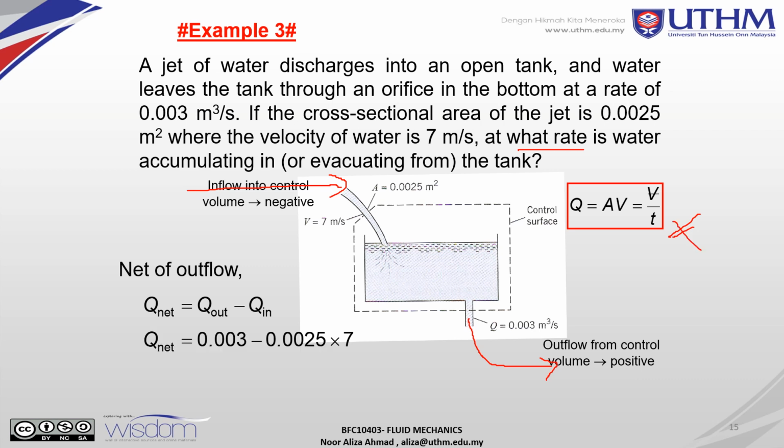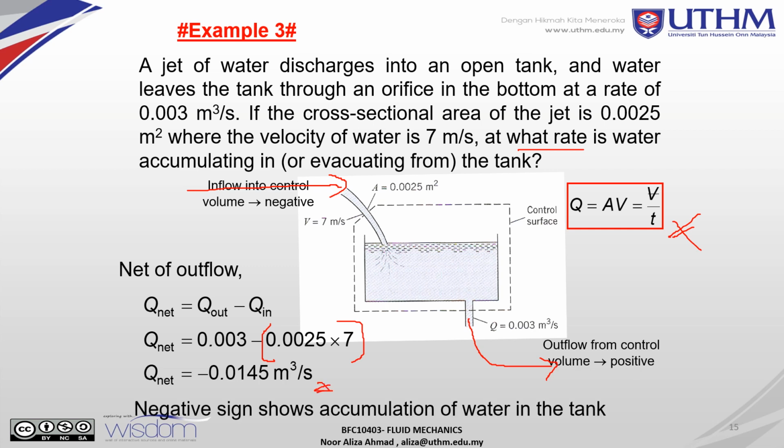Okay, actually this is times by the velocity, because in Q in they give you the area of the water leaving through an orifice, so you must multiply by the velocity here, so you get the Q in here. So that's why you get this one, and you get the value of the Q net is negative here. Okay, so the negative sign shows depletion of water in the tank here.